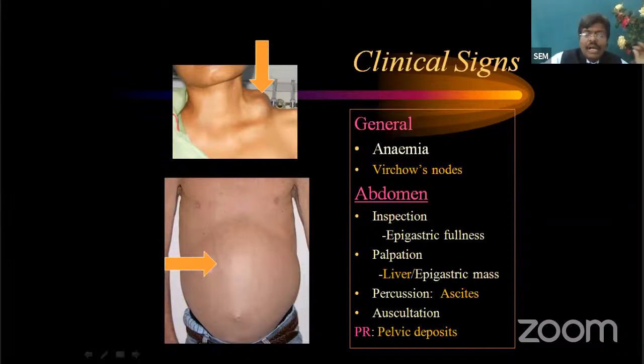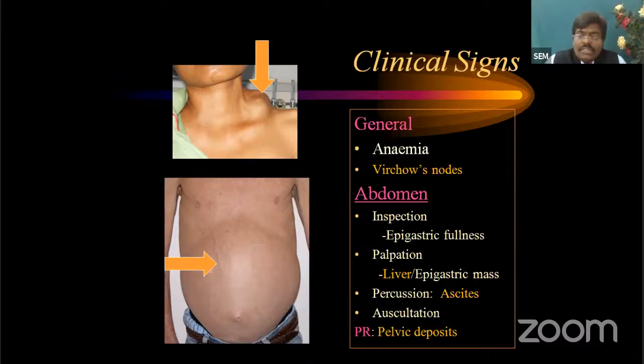Then percussion, always percuss, because people with a CA stomach very often have ascites. And if it is a massive ascites, what do you go for? Yes, fluid thrill. If it is a mild to moderate amount, shifting dullness. If it is a very, very small amount, 200 ml, 300 ml, what will you do? There is no need in the exam to say that.